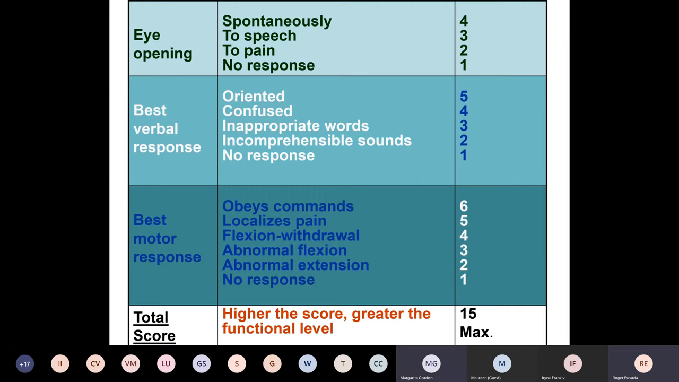If they can only localize pain, meaning they can't follow commands, but when you put pressure, I would do this by putting the stimulus on the head. That way they're forced to use their hand. If I put pressure on the forehead or above the eyebrows, for instance, an annoying stimulus there, and they brush it off, then that's localizing.